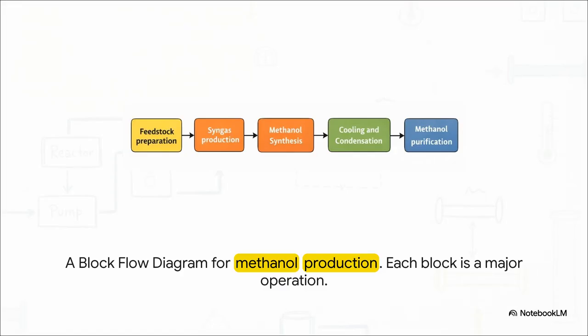And here is a perfect example. This is a BFD for making methanol. See how clean that is? It just flows, left to right. You start with feedstock preparation, move to syngas production, then methanol synthesis, and so on. The entire complicated process is boiled down into a simple 5-step story.